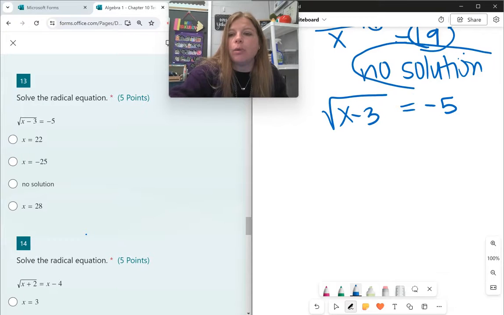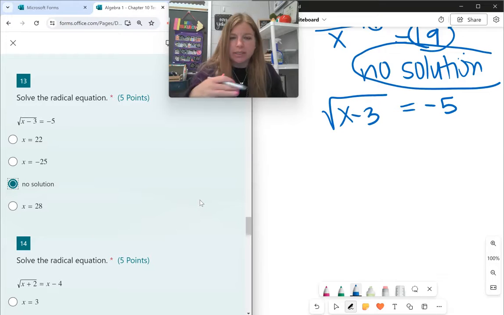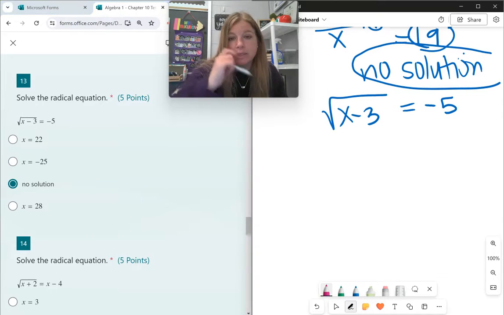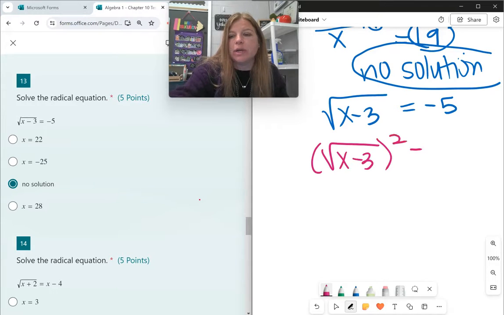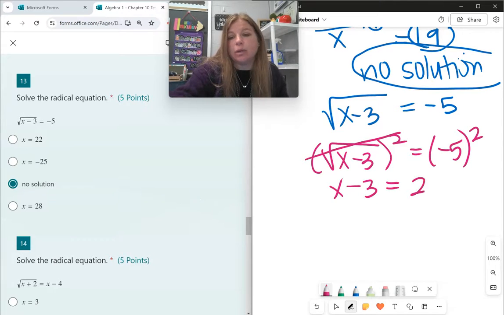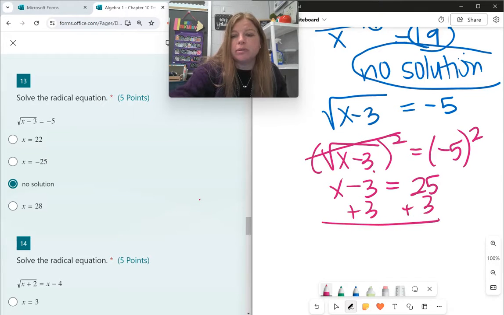However, I know that sometimes as students, we don't see that. And so let's say we just went with the flow and we did exactly what we did for the last problem. Oh, the radical's by itself. Oh, okay, let me square both sides. So square root of x minus 3 squared equals negative 5 squared. And then you're like, okay, cool. This leaves me with x minus 3 equals 25. Let me go ahead and add 3 on both sides, and you end up getting x equals 28.